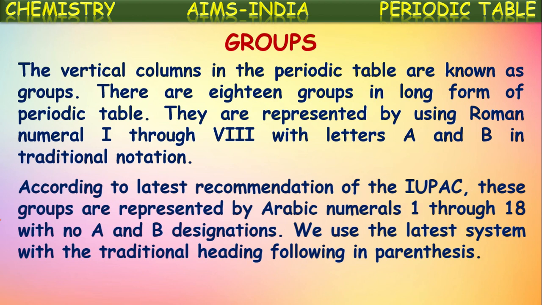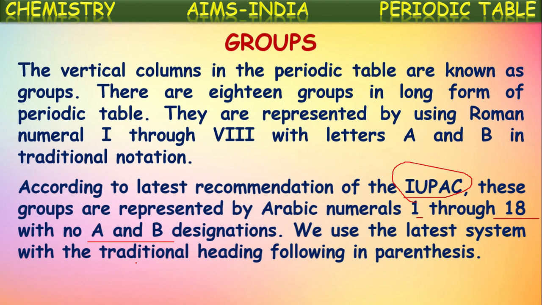According to the latest recommendations of the IUPAC. What is IUPAC here? IUPAC means International Union of Pure and Applied Chemistry. So according to the recommendations of IUPAC, these groups are replaced by Arabic numerals from 1 to 18 without subgroups A and B. Earlier, the total periodic table was classified into 8 major groups. Total 18 columns are considered as 8 main groups, each group subdivided into 2 subgroups A and B.